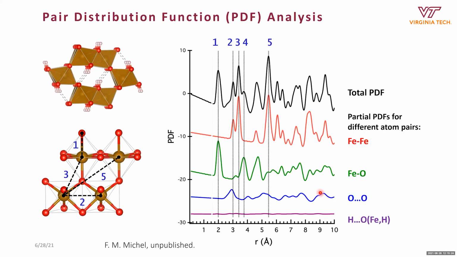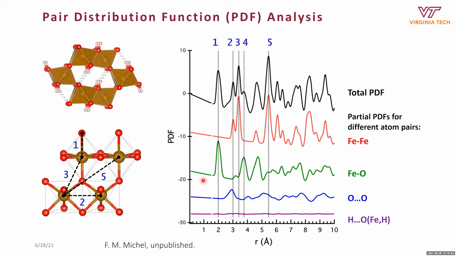When we do a fit like that, we can deconstruct the PDF to generate what are called partial PDFs. Here this is for goethite again. You see the goethite structure on the left. The total PDF that you saw in that previous slide is shown on top here in black. Based on the model fit, we've calculated how the different pairs of atoms in the structure contribute to that total PDF. For example, the first peak we see here at 1 is just the average FeO distance.